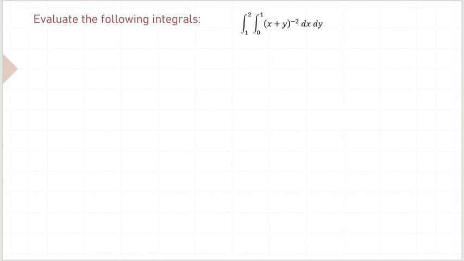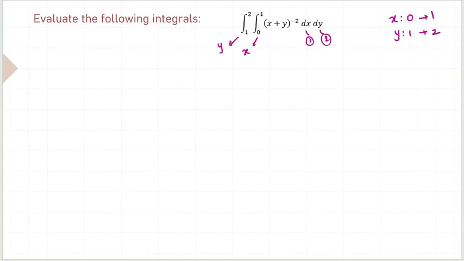Suppose you have this. Evaluate the integral 1 to 2, 0 to 1, (x plus y) power minus 2 dx dy. So you see that first you are integrating with respect to x, then with y. So these are the limits for x and these are the limits for y. So x is varying from 0 to 1, y is varying from 1 to 2. So doing it in the same way, we first integrate this rectangle with respect to dx.